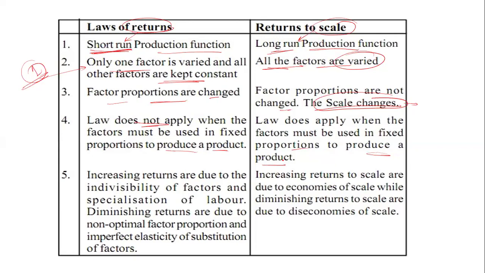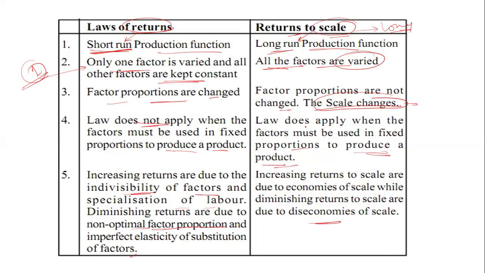So the law is applied in returns to scale because it is for the long run. Now, increasing returns are due to the indivisibility of factors and the specialization of labor. Diminishing returns are due to the optimal factor proportion and the imperfect elasticity of substitution of factors. Increasing returns to scale are due to economies of scale, while diminishing returns to scale are due to diseconomies of scale.